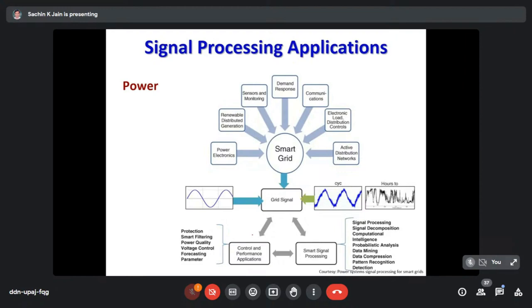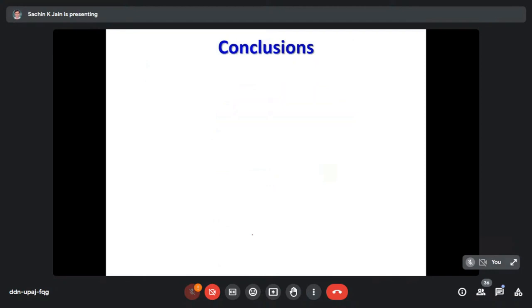In fact, the idea of a smart grid has been there since quite an old time, but because it was not implementable, it was not given a thought. But once we have these fast processors available in computing devices, the smart grid is now turning into reality by using those advancements in signal processing. So we'll discuss the applications of signal processing in power in the next session.